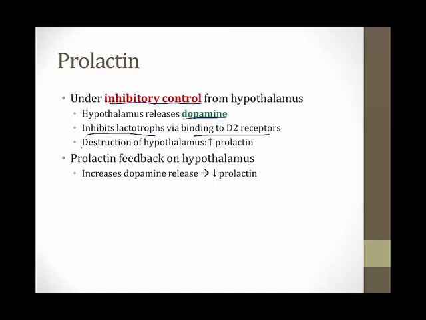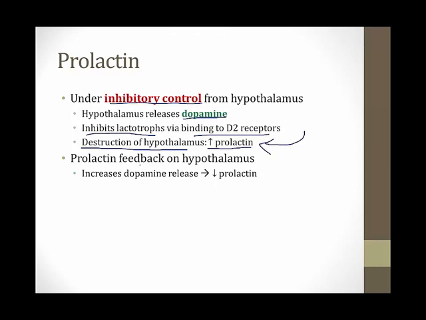What this means is that if you destroy your hypothalamus, you will see a rise in prolactin levels, and this is relatively unusual. For most of the other anterior pituitary hormones, destruction of the hypothalamus leads to a fall in hormone levels. This is not true for prolactin because it's under inhibitory control.